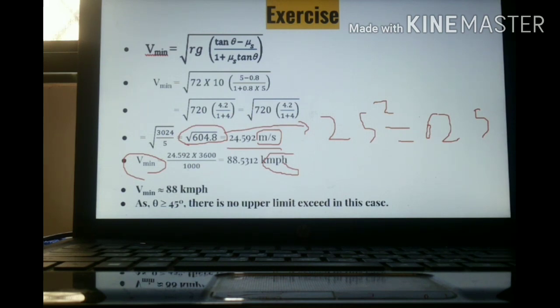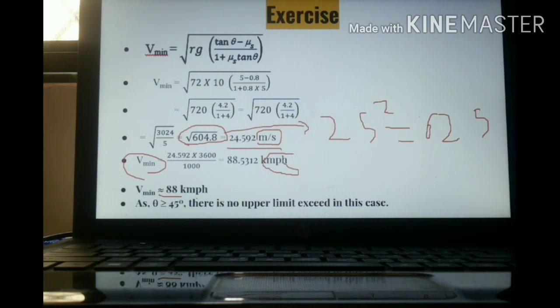We are multiplying by 3600 upon 1000. Now what we are doing is converting meter per second to kilometer per hour. So it is the opposite: we multiply 3600 in the numerator and 1000 in the denominator. So we will be getting 88.5312. So the approximate value of this is 88 kilometer per hour.